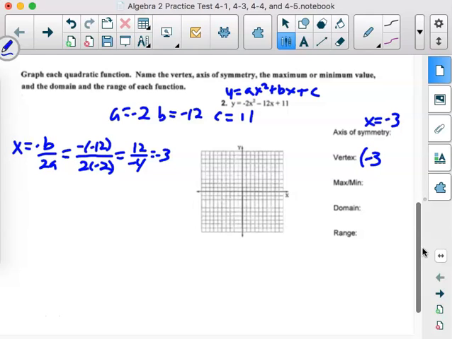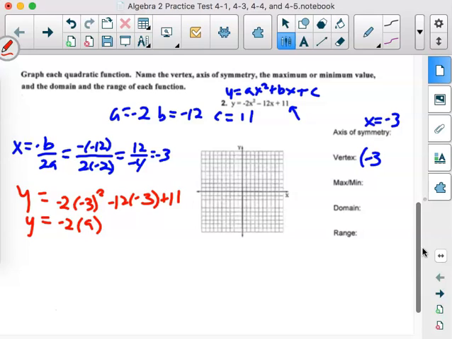So my vertex so far is -3, but I need to know -3 what? And to figure that out, I need to know the y value. And that's what that formula is for. That's for finding y's. So y will equal -2 times -3 squared minus 12 times -3 plus 11. Follow the order of operations. You need to do exponents first. -3 squared is 9, so -2 times 9.